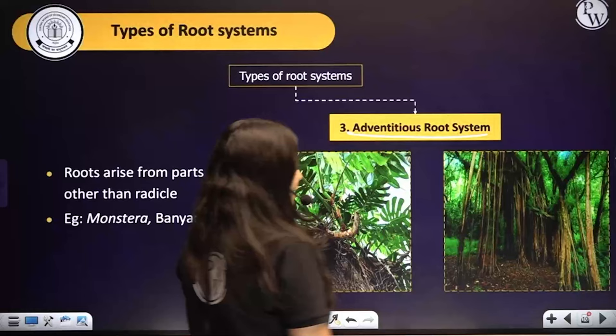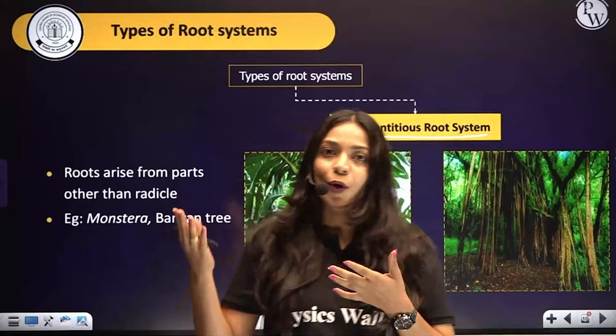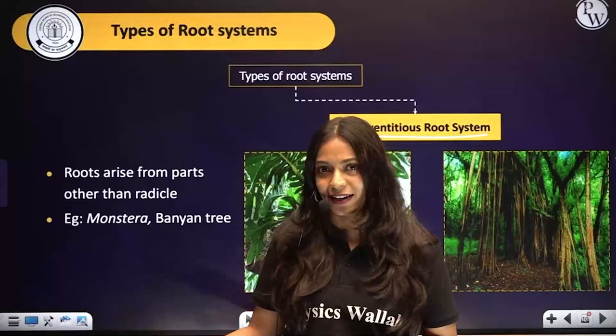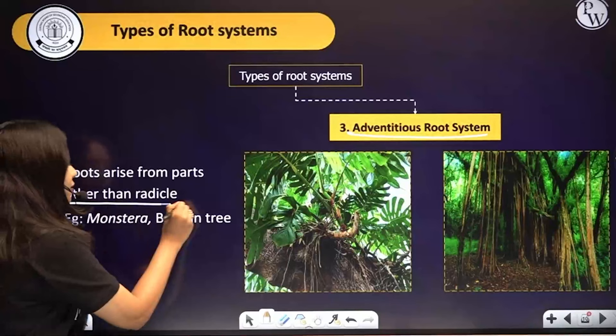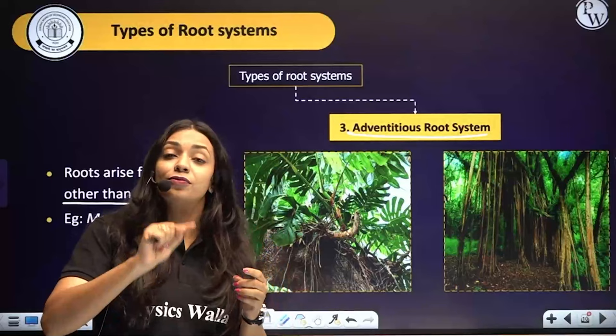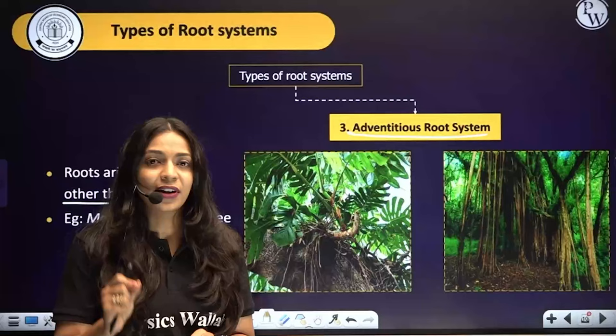If you remember, at the beginning of the session when I spoke about the different points under the root, I said that roots generally or usually arise from the radicle, and I also mentioned that there are exceptions. So this is the exception that I was talking about. Adventitious roots are those roots that arise from parts other than the radicle. It could arise from the stem, for example. So if they're not formed from the radicle, but from other parts of the plant, then we refer to them as adventitious roots.